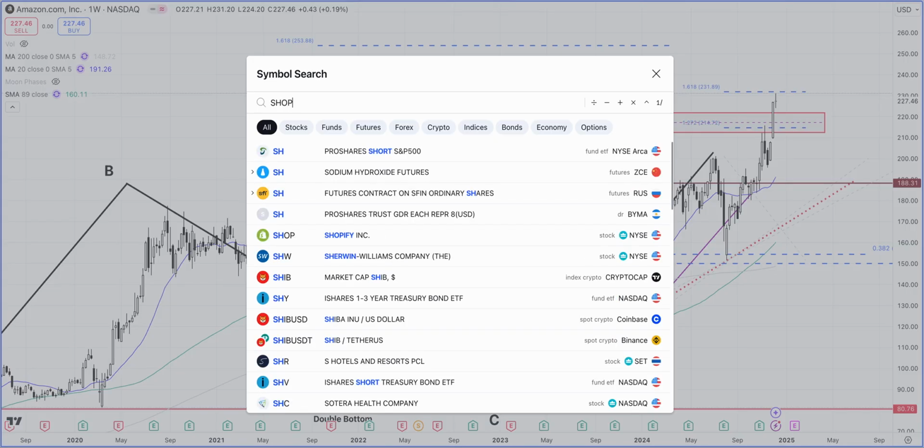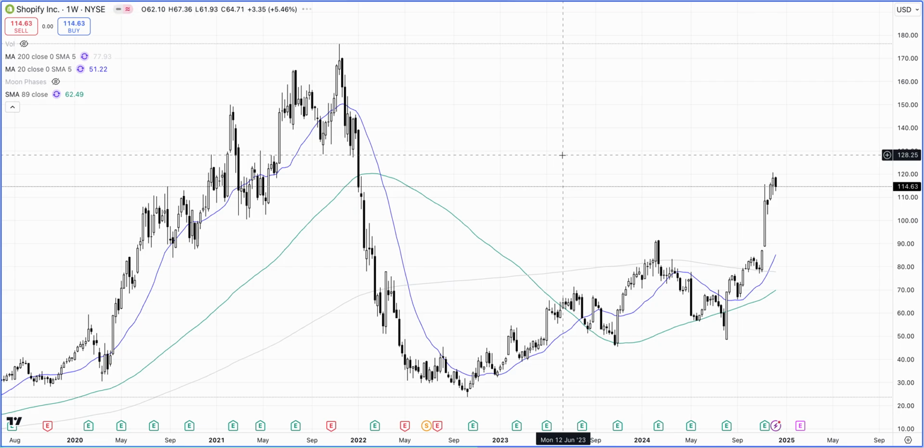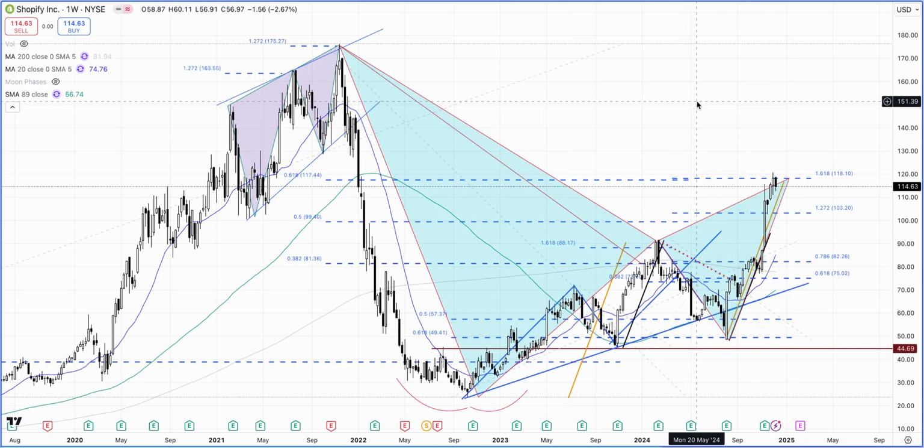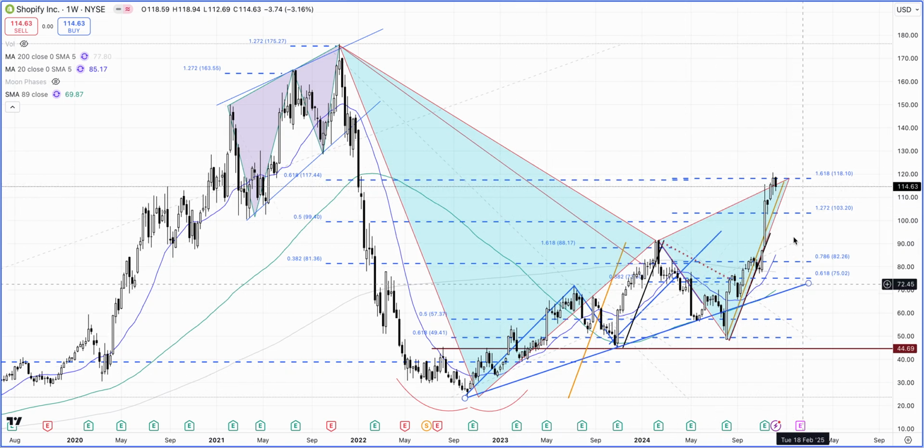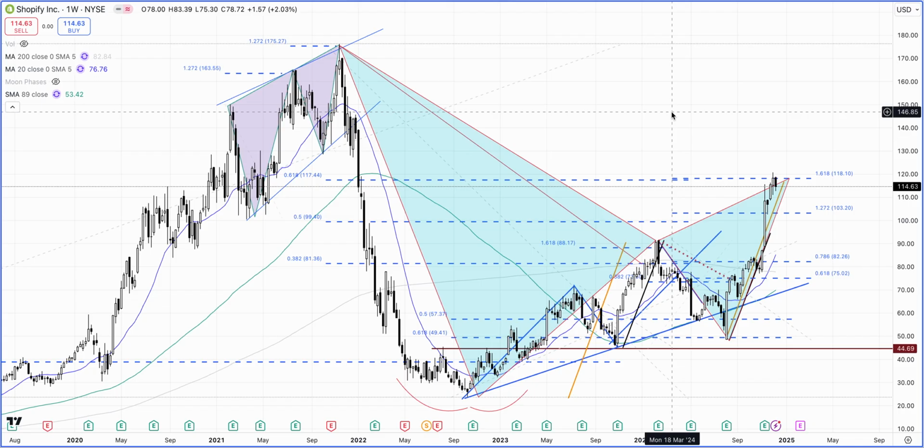And let's take a look at Shopify. It's also related to e-commerce. This is what we spoke about, $120. This is where the 61.8% retracement is. We have this pattern. I think that's going to be a pretty strong resistance for this stock.